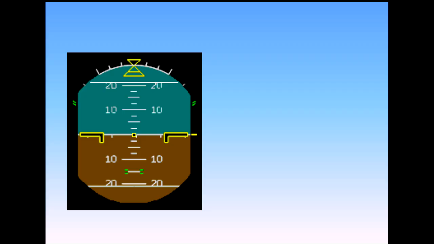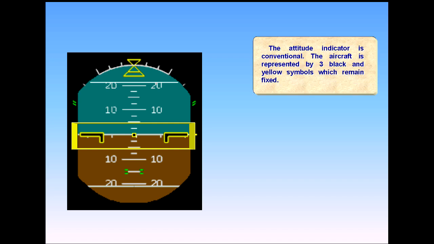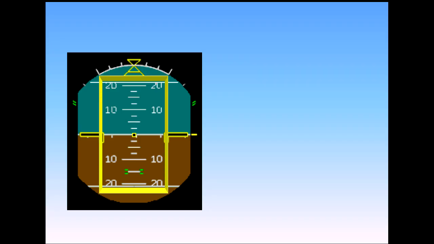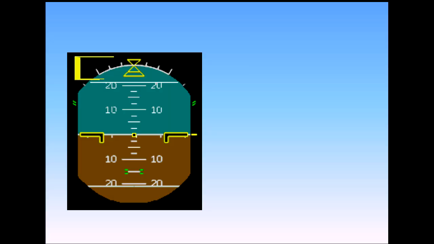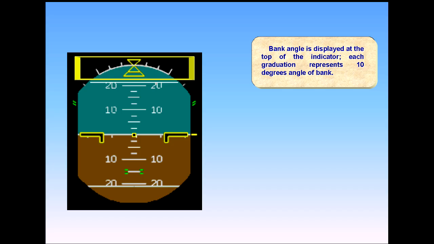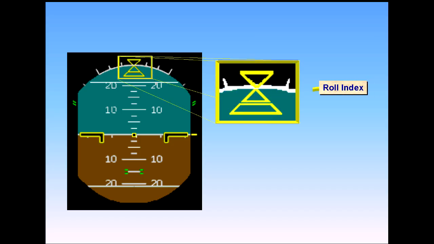The attitude indicator is conventional. The aircraft is represented by 3 black and yellow symbols which remain fixed. There is a graduated scale for pitch angle above and below the horizon. Bank angle is displayed at the top of the indicator. Each graduation represents 10 degrees angle of bank. The roll index triangle moves against a fixed scale to show angle of bank.